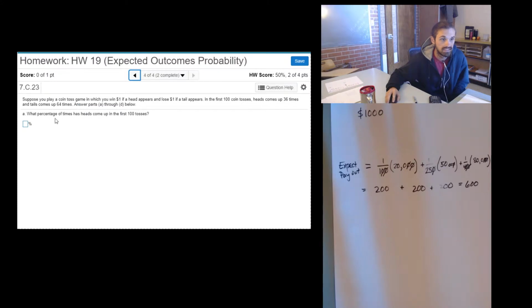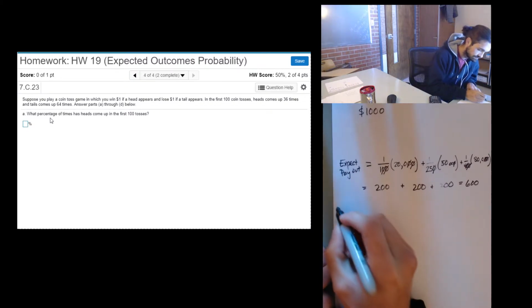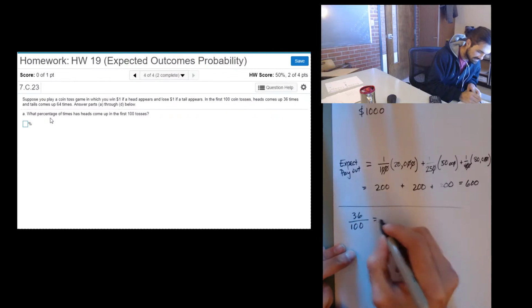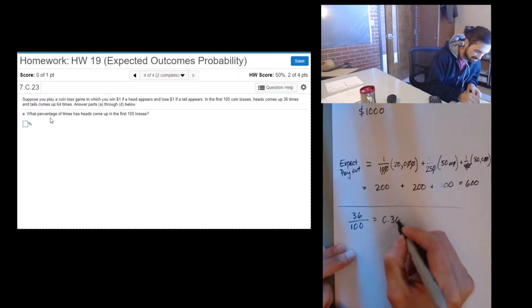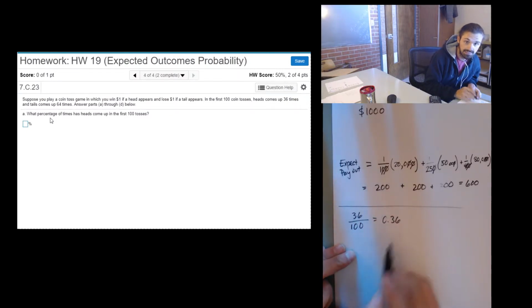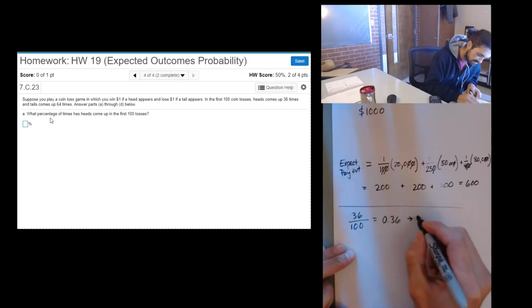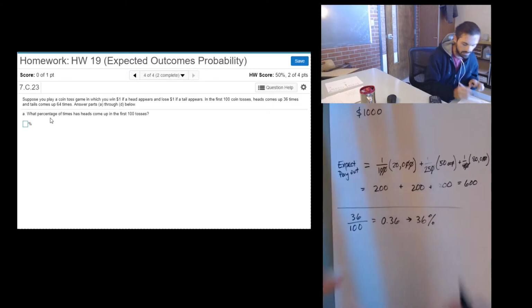All right, what percentage of times has heads come up in the first 100 tosses? Well, recognize heads showed up 36 times out of the 100 tosses, so it's going to be 36 out of 100 total to give you 0.36 as a decimal. Multiply this decimal by 100 to see the percent of 36.